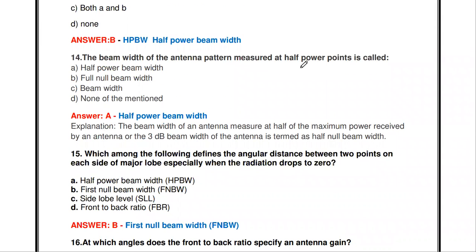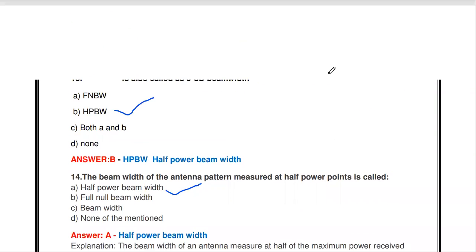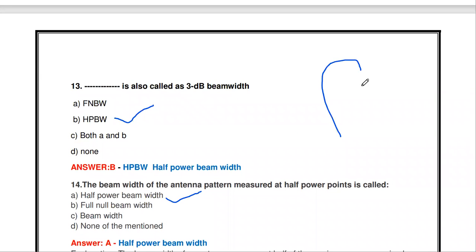Next, the beam width of the antenna pattern measured at the half power point is called the half power beam width. You just see, this is the major lobe, where the maximum radiation is 1. So we have to reduce to the half power point. If it is a power pattern, this is the maximum power, so this is 0.5.